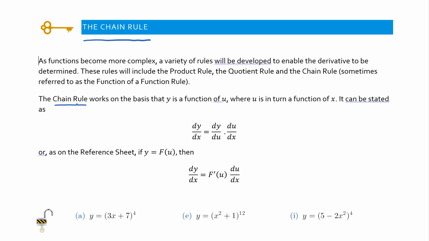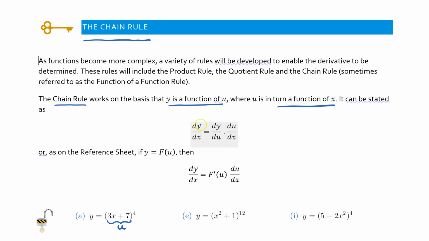So this occurs when we have y, which is some function of u, where u is in turn a function of x. Now that sounds really complicated, but if you just glance down at this first example here, this might illustrate it a little bit better. So we have y, which is a function of, and I'm going to call this thing here u. So we could think of y as u to the fourth. And u, the 3x plus 7, is of course in turn a function of x.